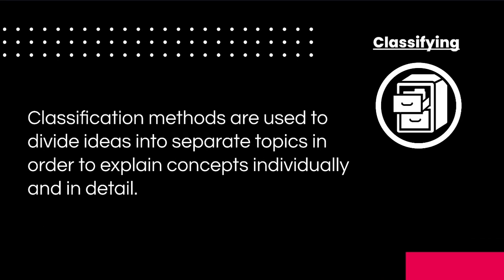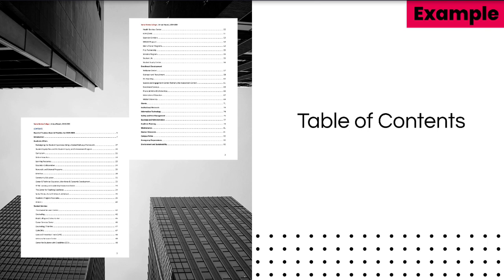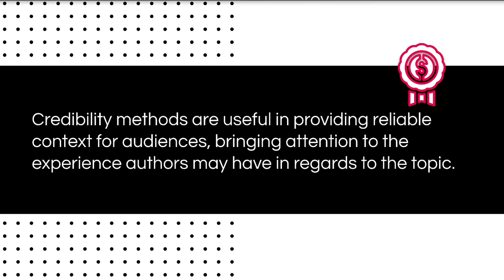Within the first analysis, I focused on classification, which are basically methods used to divide ideas into separate topics in order to explain concepts individually and in detail. In the annual report published by SMC, a great example they used of classification was a table of contents. Here, classification methods are used in order to separate ideas and dive into them a little bit later. This strategy is also very useful in providing audiences with previews about what the annual report may be about.